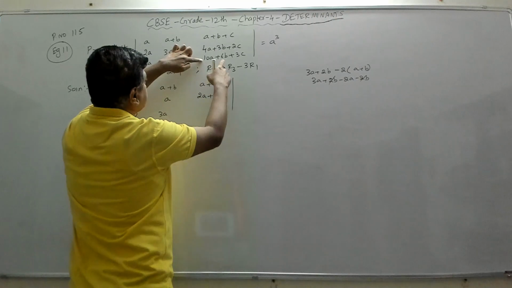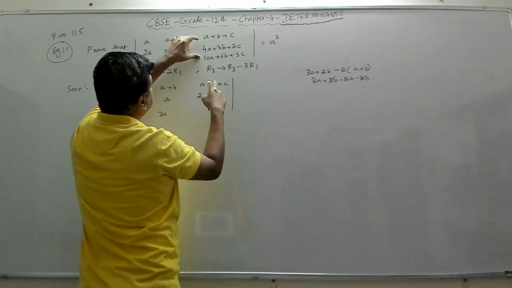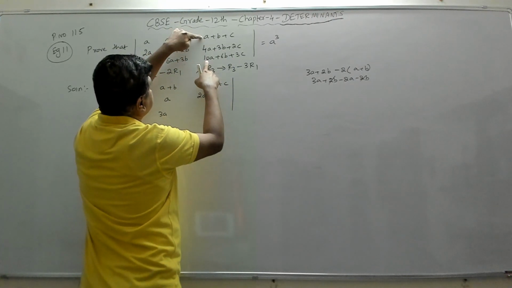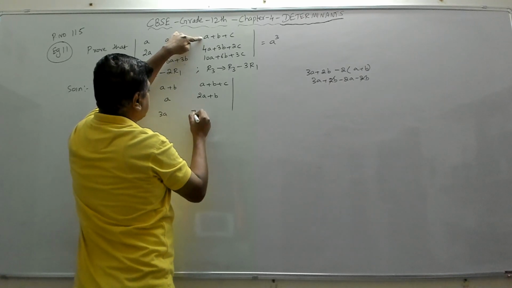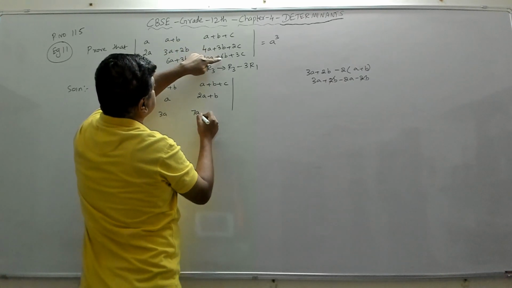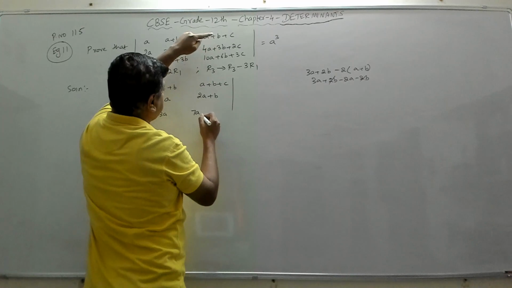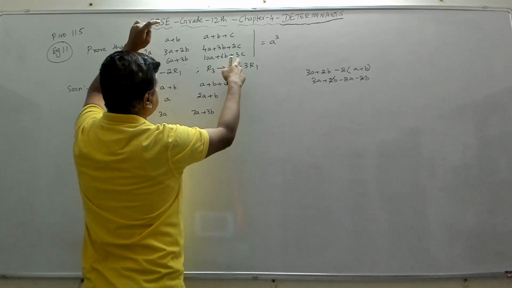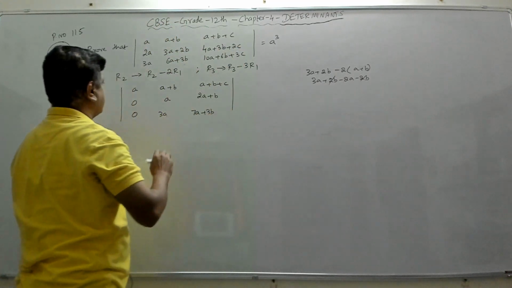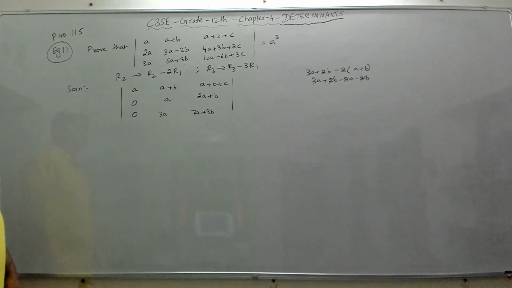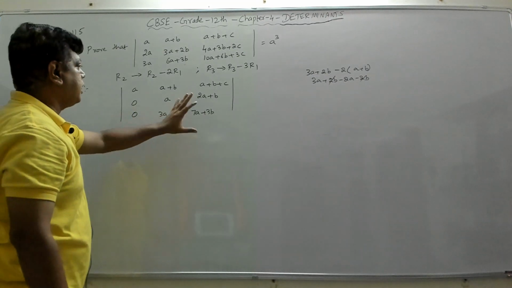Similarly, 10a plus 6b plus 3c minus 3 times this. So 10a minus 3a will give me 7a. Then 6b minus 3b will give me 3b. 3c minus 3c is 0. So we will get this value.